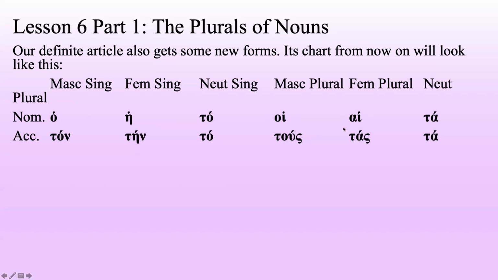Feminine plural nominative is hi. Feminine plural accusative is tas. If we think back, our first declension feminine plural nominative ending was I, and our first declension feminine plural accusative ending was as. So again, if we ignore the tau for a moment here, the I and the as we can remember from the other set. Neuter plural nominative ta, neuter plural accusative ta. Again, for neuter, the nominative and the accusative are always the same. And we actually did see this ending was what was used for second declension nouns.